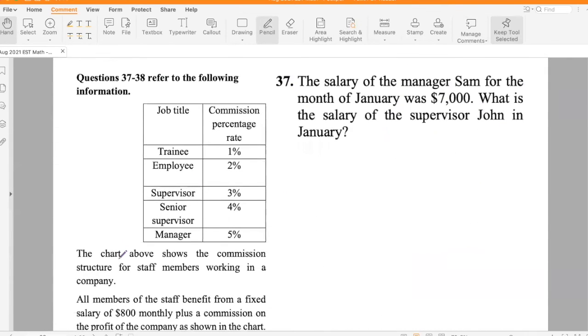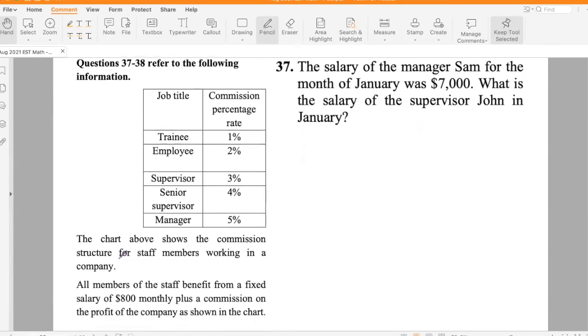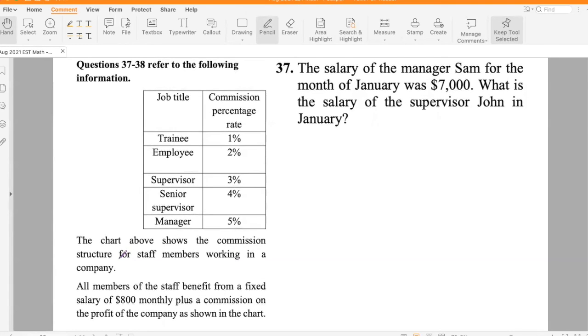The chart above shows the commission structure for staff members working in a company. All members of the staff benefit from a fixed salary of 800 monthly plus a commission on the profit of the company as shown in the chart. Okay, so the commission rate is different, but the fixed salary is the same. The salary of the manager Sam for the month of January was 7,000. What is the salary of the supervisor John in January?